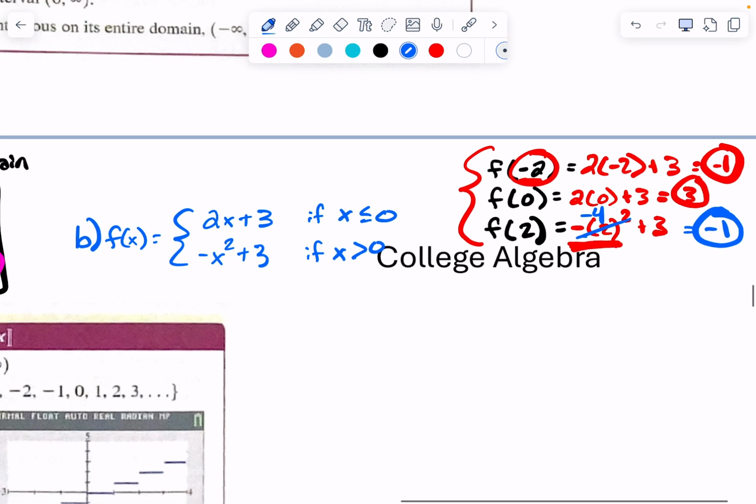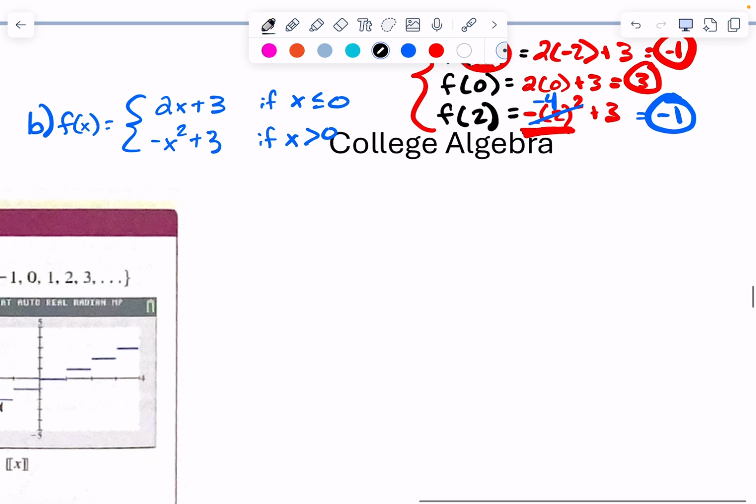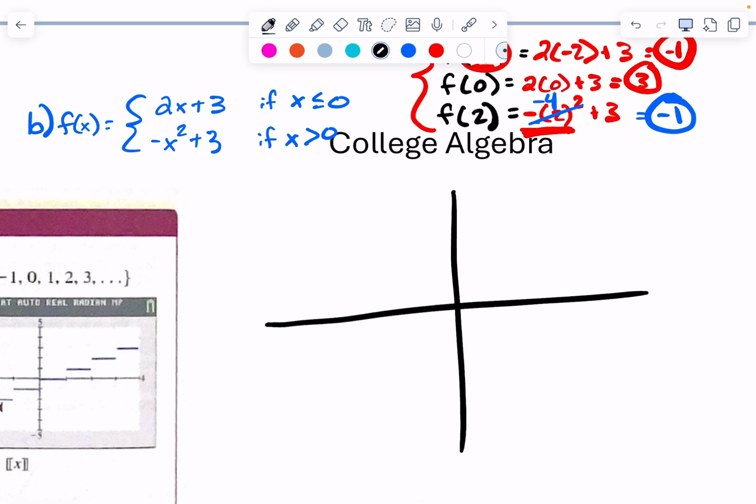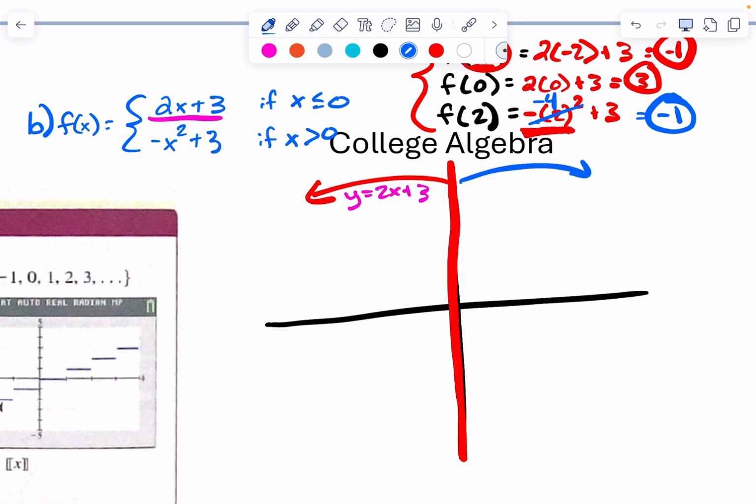Okay, here we go. In my section where he switches, where does he switch from one function to the other one? At the middle line at 0, right here. I'm going to make him a solid line. So at this red line right here, which I'm going to erase, I'm just putting that there for my mental note. On the left side, he is going to be graphed as y equals 2x plus 3. On the right side, he's going to be graphed as negative x squared plus 3.